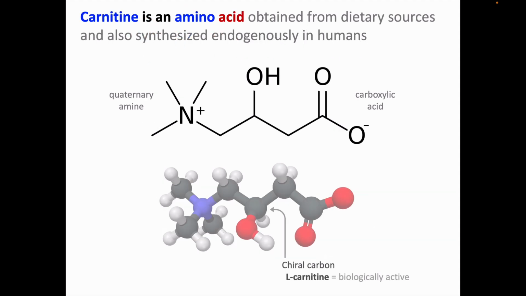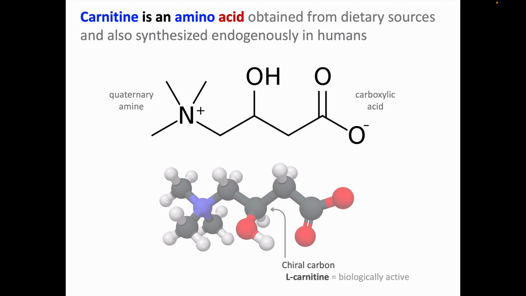With regard to its structure, we see here that carnitine is an amino acid, but unlike the list of 20 amino acids you probably learned about in your biochemistry courses, carnitine is not one of the essential amino acids. This means that we humans are able to synthesize our own carnitine in addition to getting it from dietary sources.